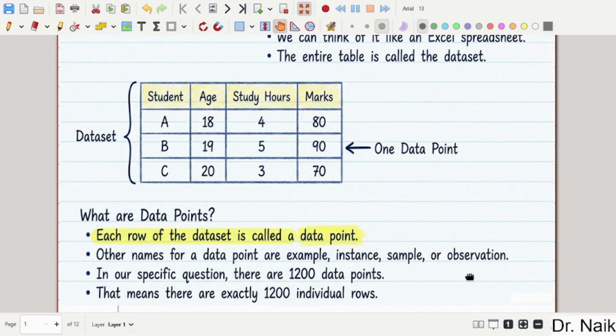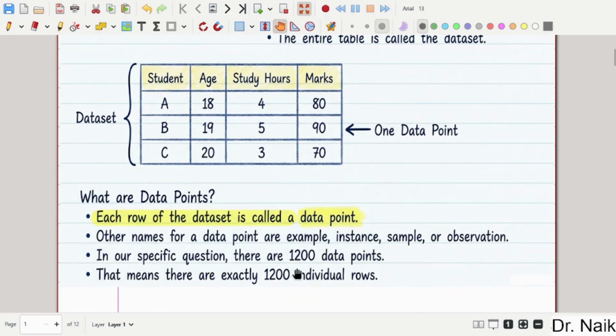In our specific question, there are 1200 data points. That means there are exactly 1200 individual rows.